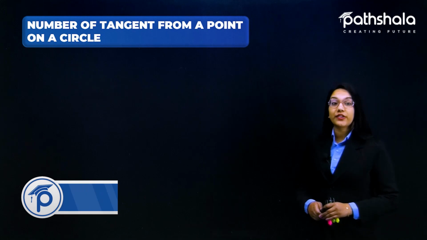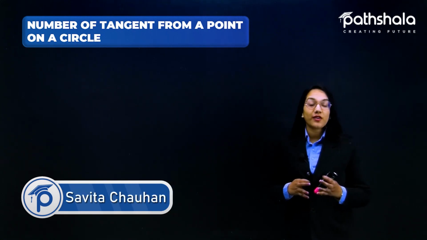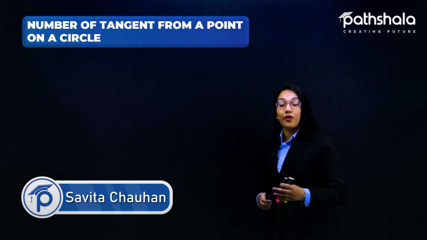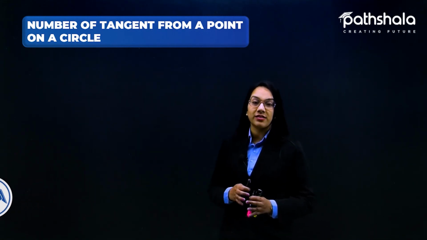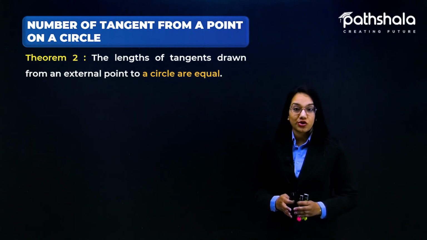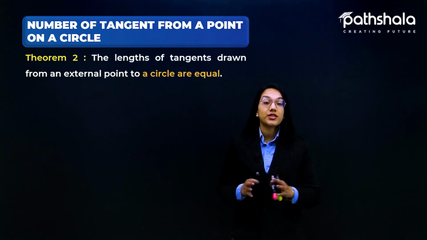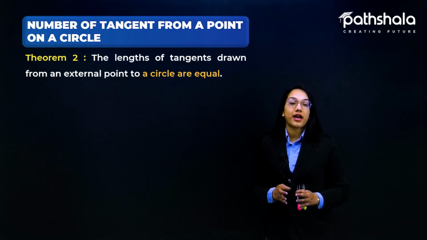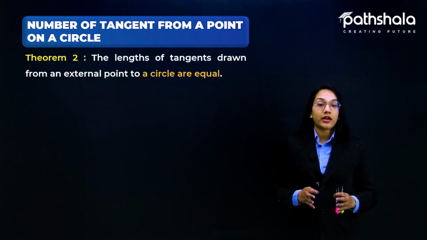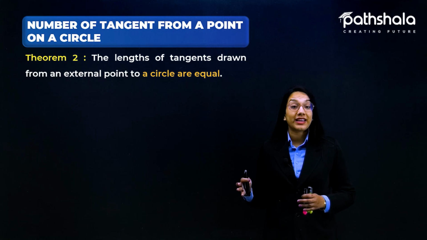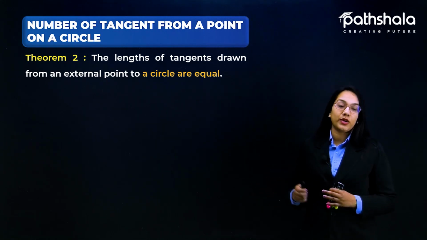So let's see a theorem which is related to the properties of the tangents drawn from an external point on the circle. The theorem says that the lengths of the tangents drawn from an external point to a circle are equal. So we have to show that if we draw any two tangents from an external point to a circle, then their lengths are equal to each other.